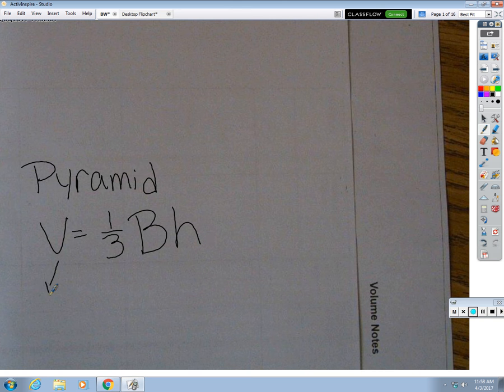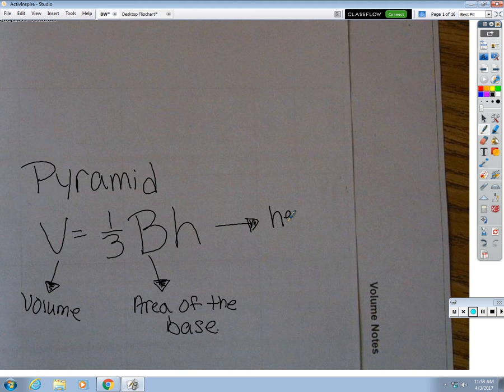So again, what does this V stand for? Volume. What does the big B stand for? What does it say above? It didn't say base. Area of base. That's why we need to be able to identify the base of these shapes, because we have to find the area of them first. That is the big B. This big B is not going to stay big B. It is going to transform into something else. And then this H, height of 3D figure.